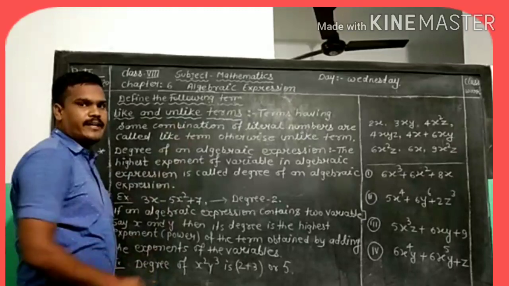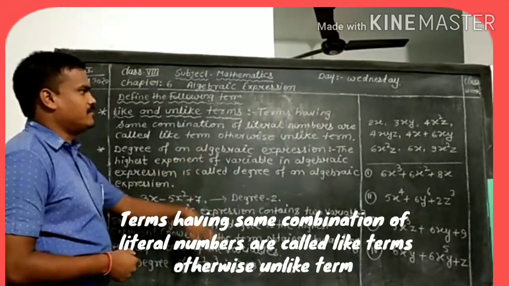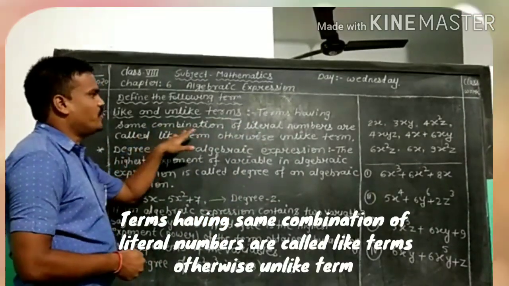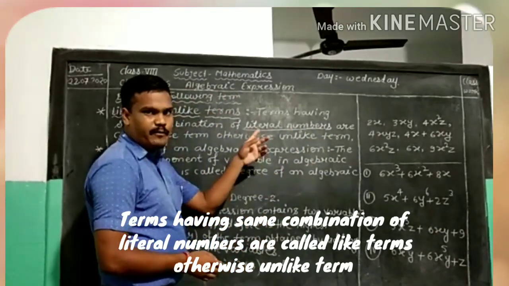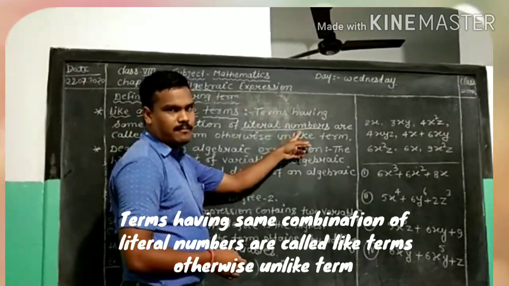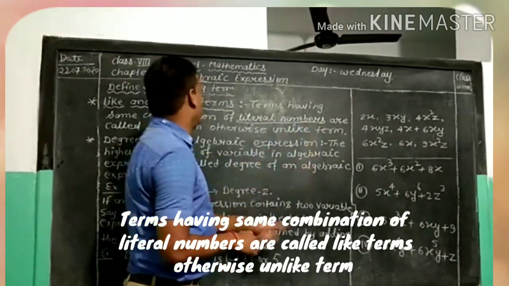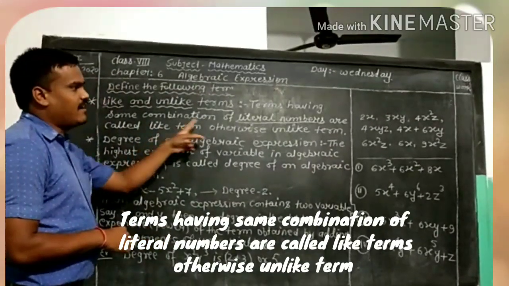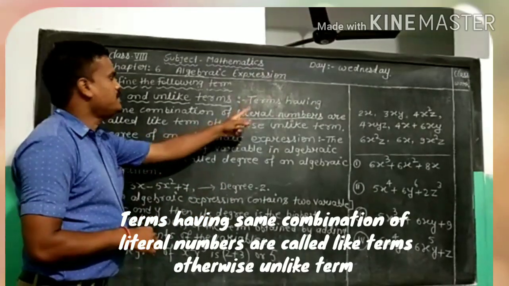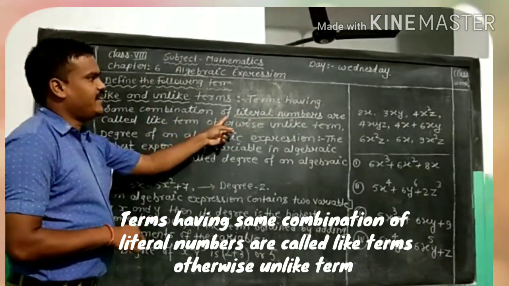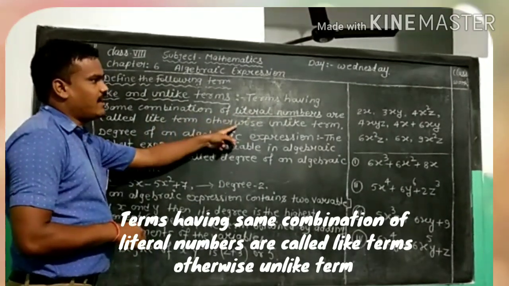Like and unlike terms. What are like and unlike terms? Terms having the same combination of literal numbers. We have to focus on the literal numbers. If alphabetically they are the same, this is called like terms. Otherwise, they are called unlike terms. Once again, terms having the same combination of literal numbers are called like terms, otherwise unlike terms.